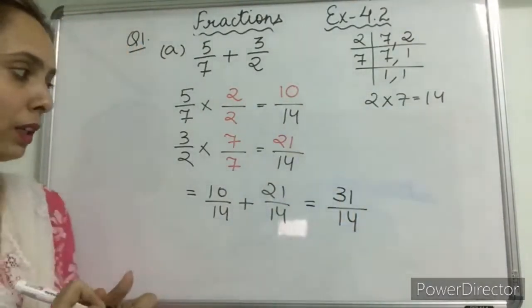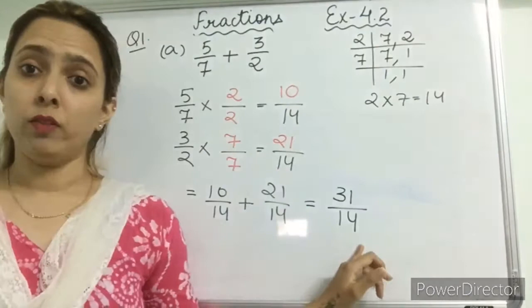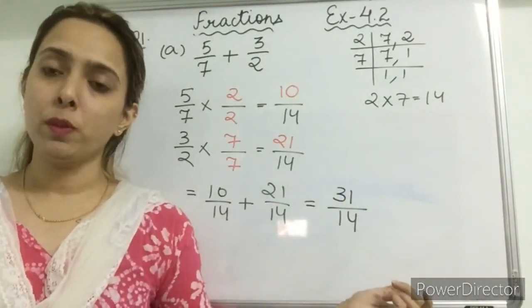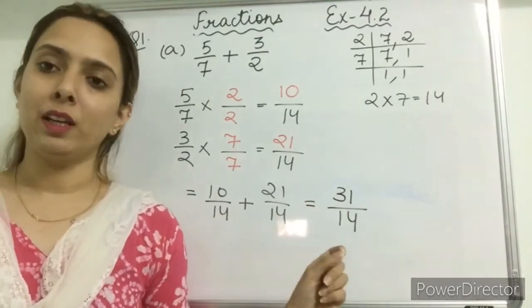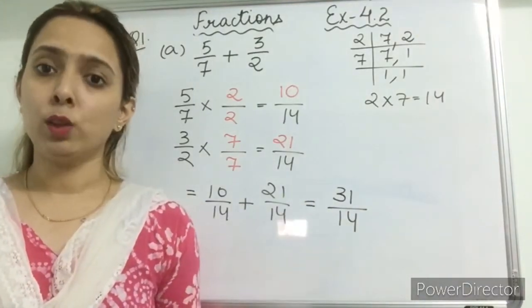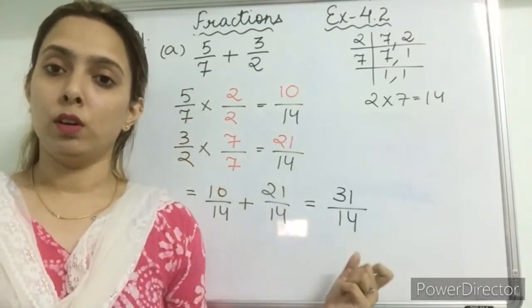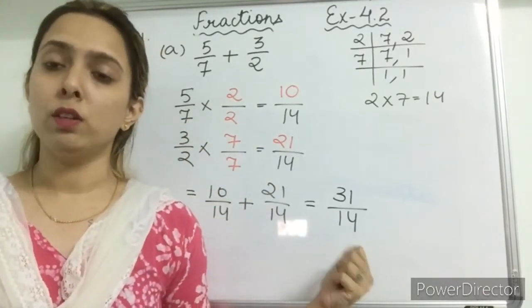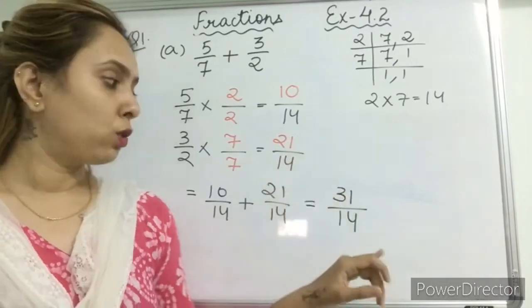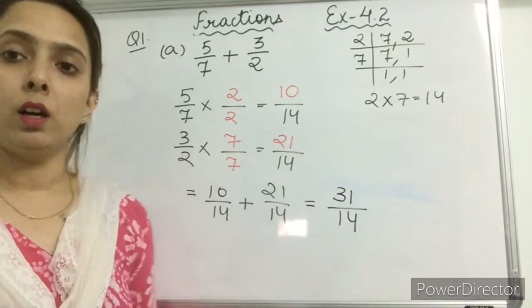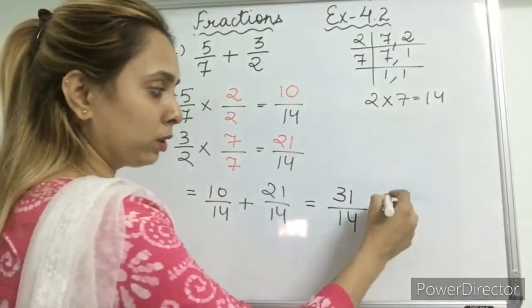Now the most important thing, you will check whether this fraction can be converted into its lowest form. If the numerator and denominator come in the same table, then you have to divide them. We have done the questions related to reduction in exercise 4.1. So here 31 is a prime number, so both these numbers are not divisible by a common factor, so this is our answer.